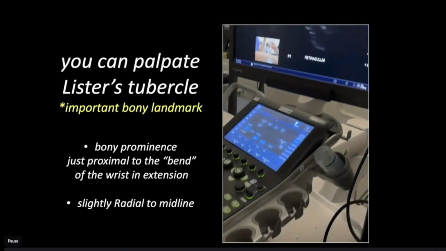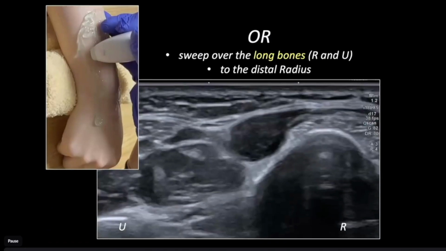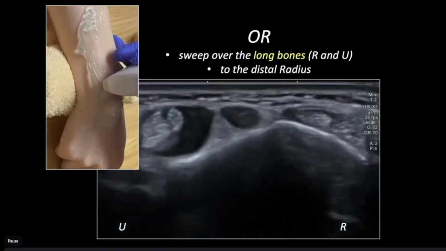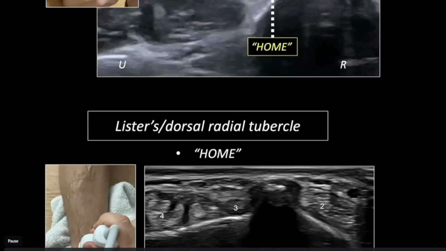And if you're lucky, you can put the probe on it and you can be right over top of the tubercle. Again, that's home. Or you can sweep over the radius and ulna until you see that bony prominence on the distal radius. Again, that's home.